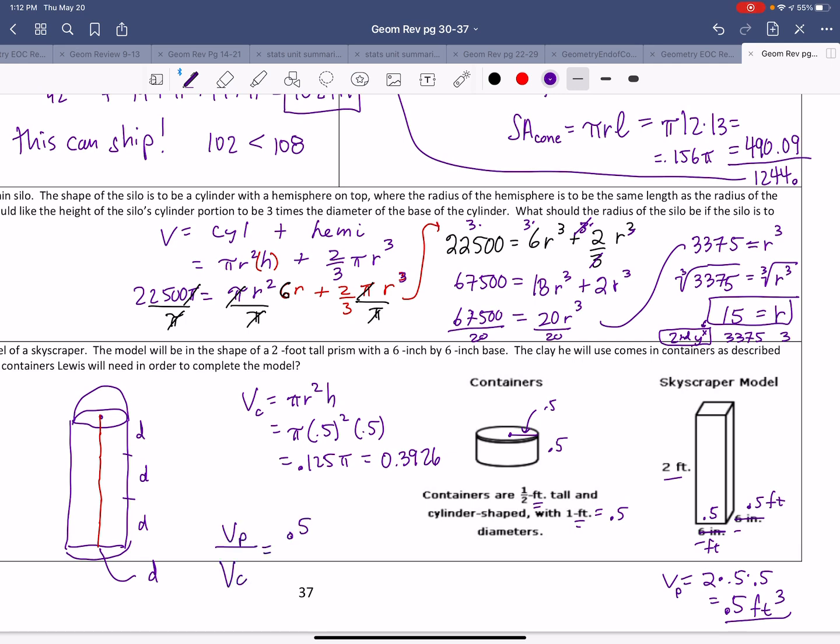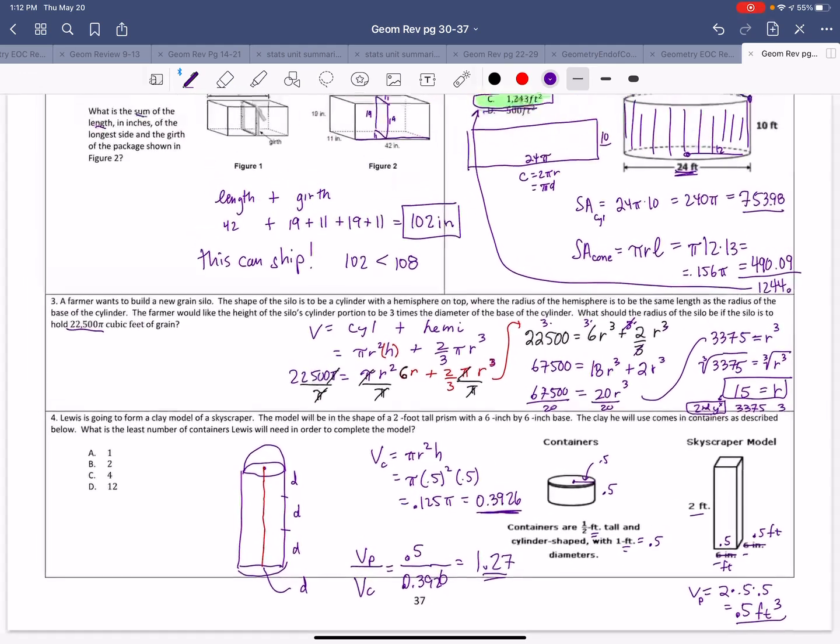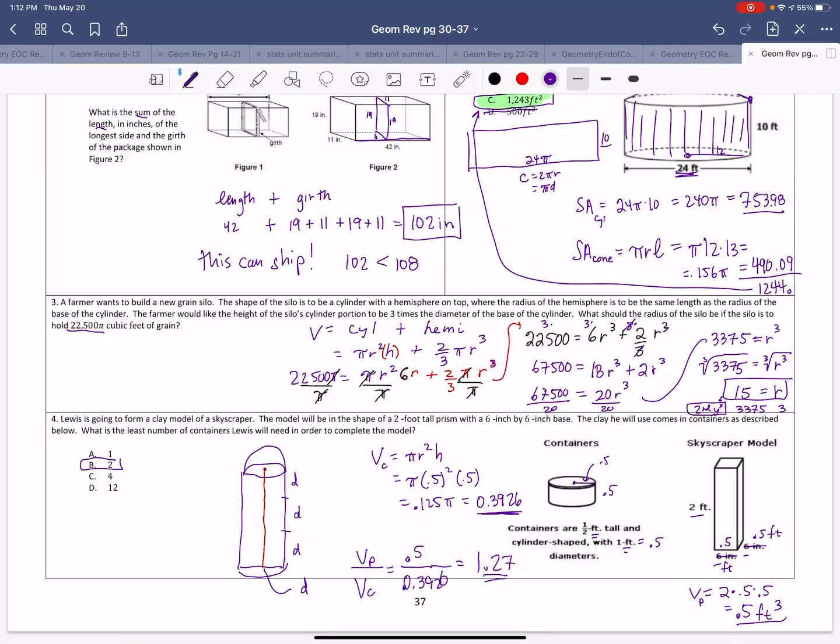So now we take the volume of our prism and divide to see how many of these cylinders are in there. So we take 0.5 and we figure out how many go in there. And I think we can see this, but I'm going to go ahead and go through with the math. And I get 1.27. So I almost can make this model with 1 container. I need 2 containers because I'm short, right? I need 0.5 and I only have almost 0.4. So I'm going to need 2 full containers to finish my model.